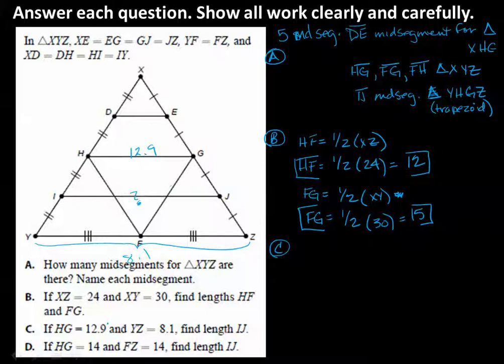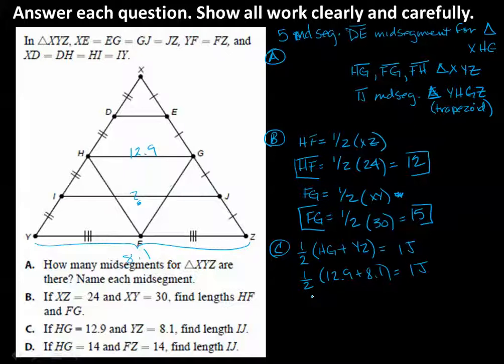Okay, if we look, IJ is the mid-segment of trapezoid YHGZ. So remember, when you have the mid-segment of a trapezoid, you take half of this, HG plus YZ, equals IJ. So I'm going to have half of HG is 12.9 plus 8.1, and I don't know IJ.